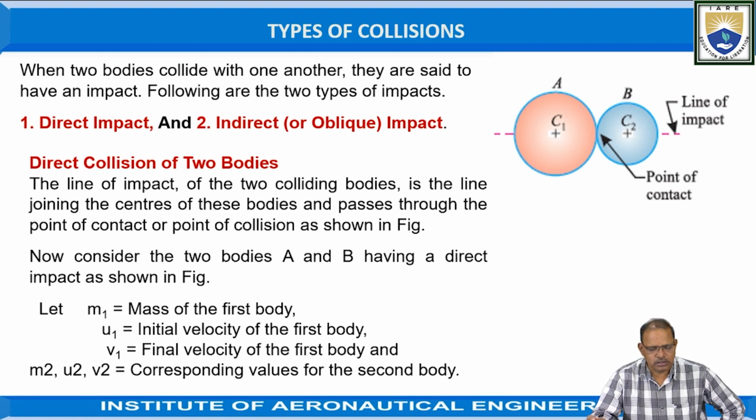Types of collisions. When two bodies collide with each other, they are said to have an impact. There are two types of impacts that generally take place when two bodies collide. The first is known as direct impact, and the second is known as indirect impact. Sometimes it is also called oblique impact.